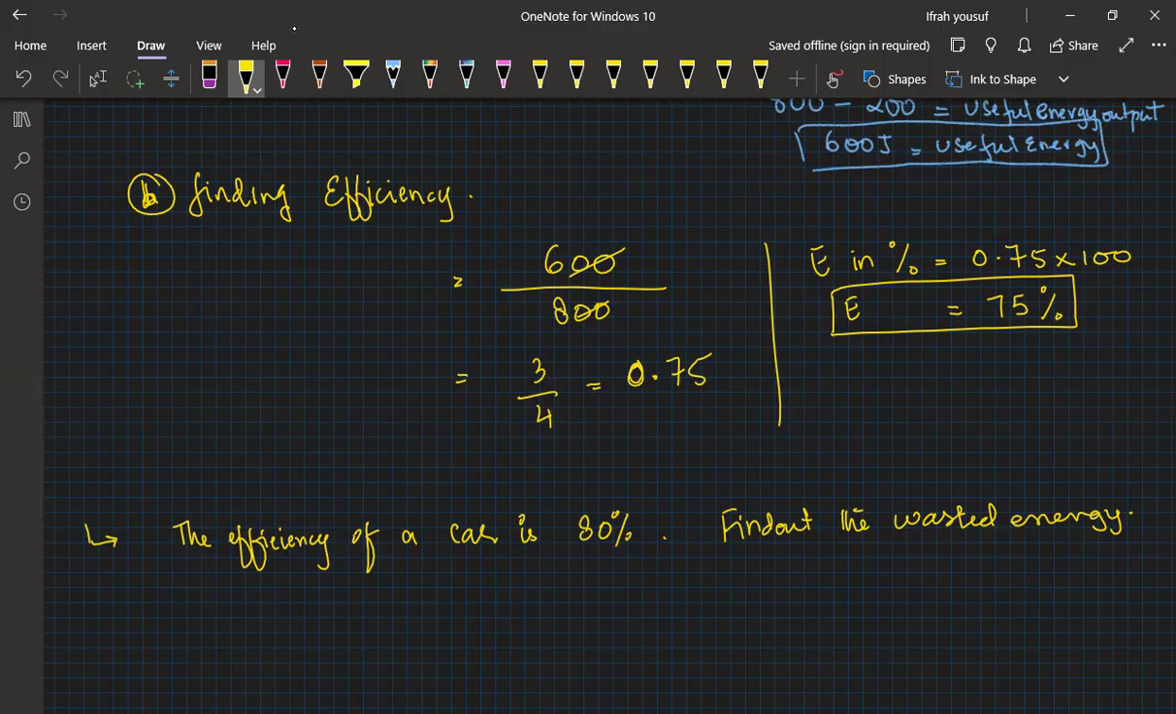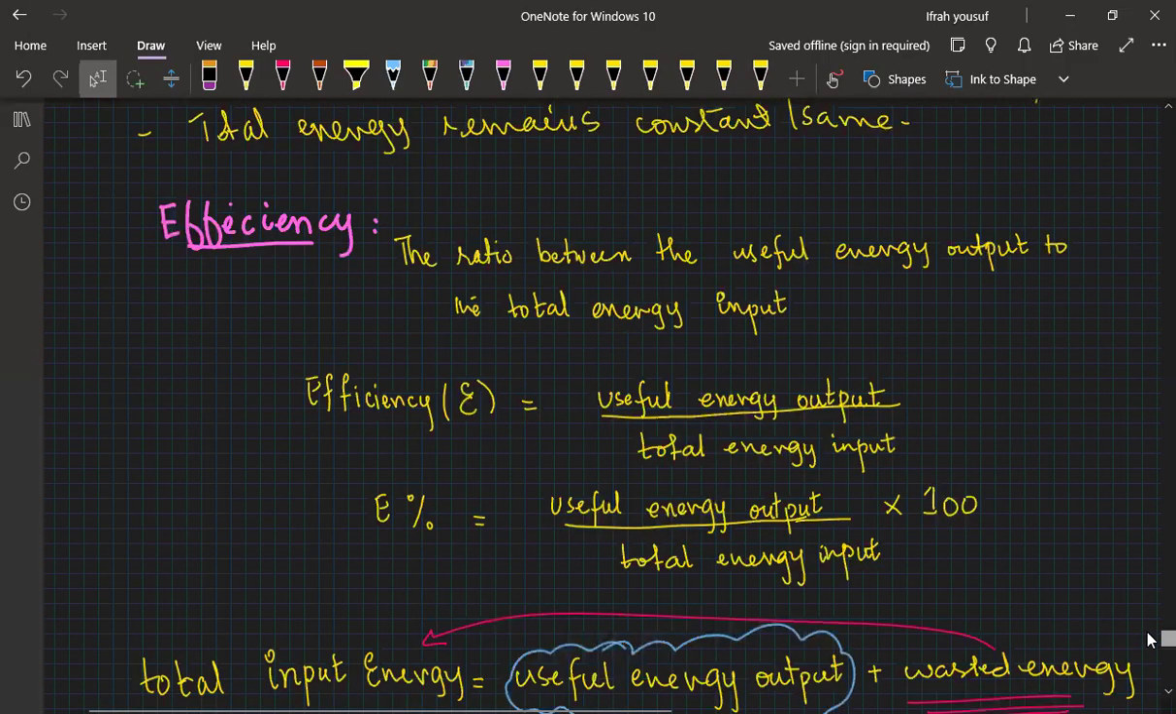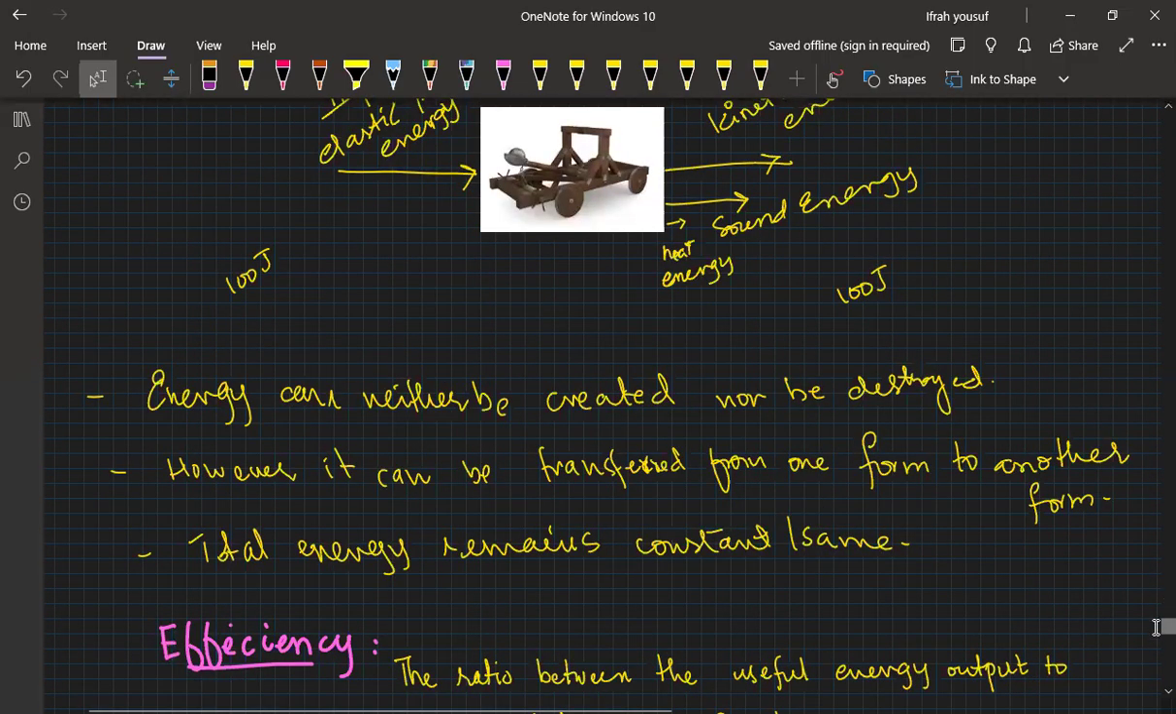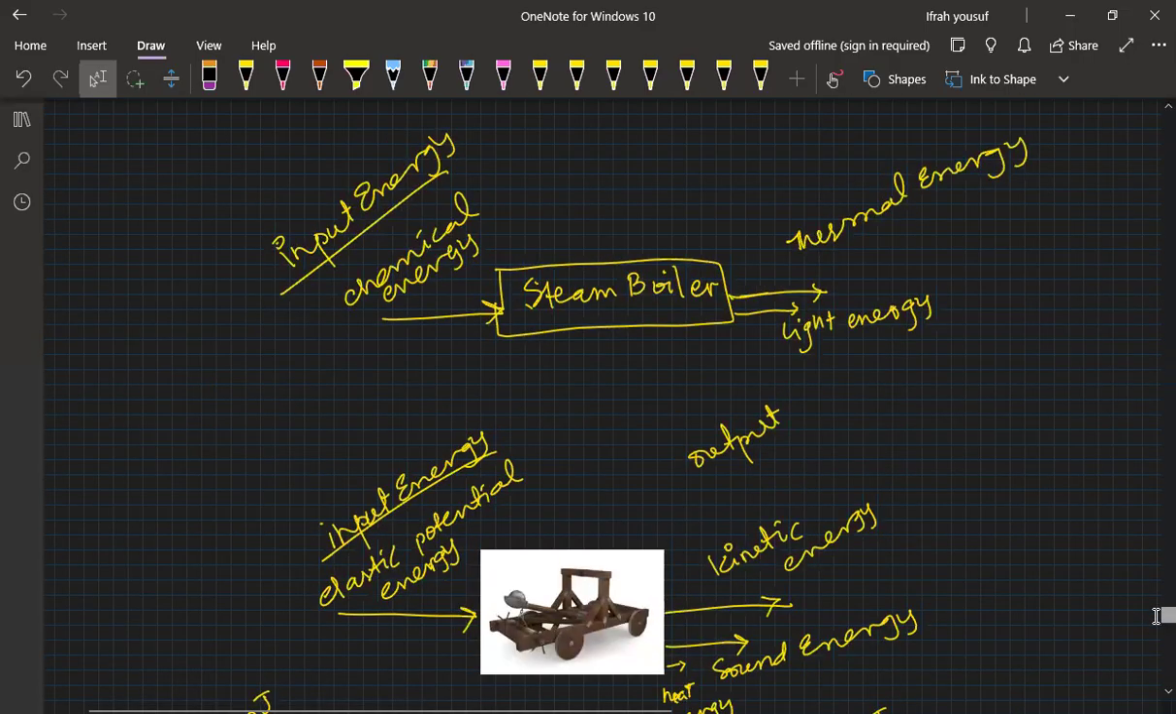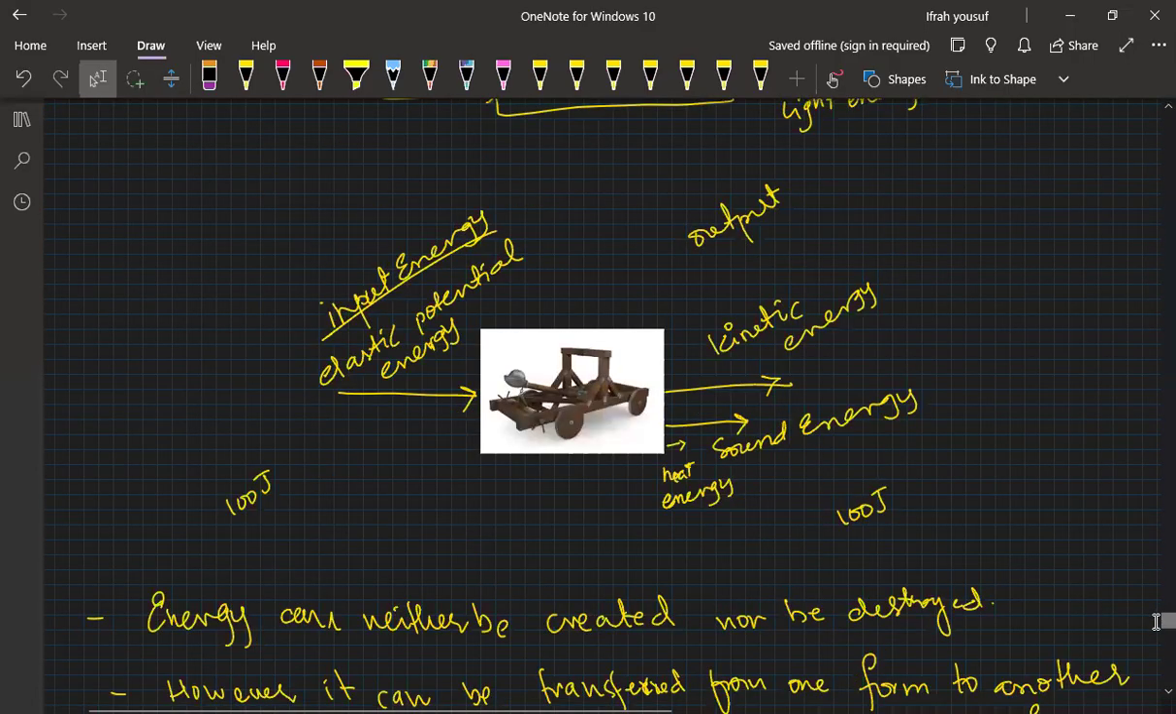The efficiency of a car is 80%. Find out its wasted energy. How to do it? Look, remember, I told you one thing yesterday, that whatever input you give is always considered as 100%. But the input gets converted to different forms of energies.